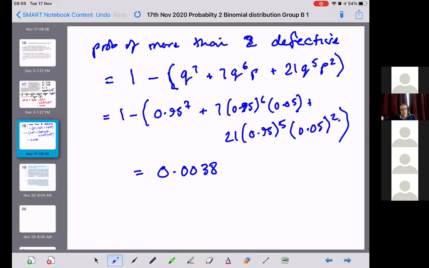You're all happy with how that worked? Because this is the probability of none of them being faulty. This is the probability of 1 being faulty. This is the probability of 2. So more than 2 has to be 1 minus those 3 probabilities added together. Always remember that if you add them all up, they have to equal 1.